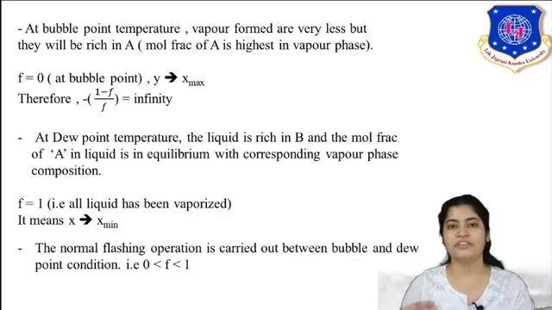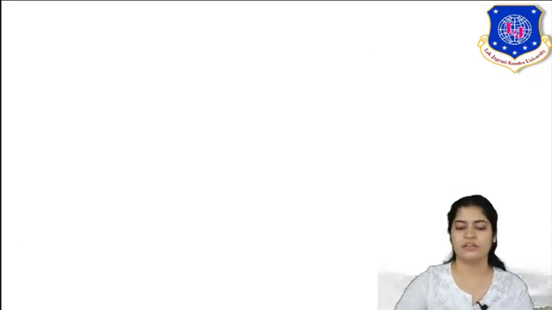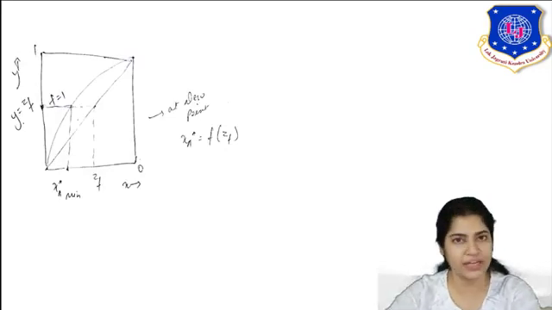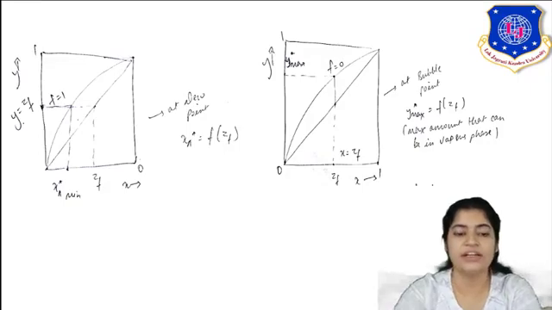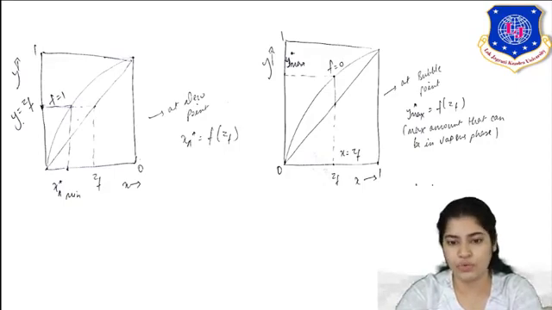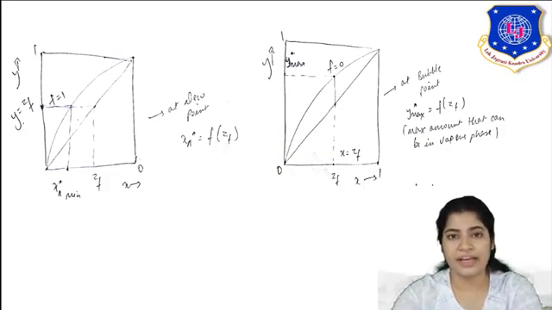Now, the normal flashing operation which we carry out is between bubble and dew point. It means that in the flashing operation, the fraction of feed that is vaporized rises between 0 and 1. So you can see this is your dew point condition, and this is your bubble point condition. At dew point you have F equal to 1, and at bubble point you have F equal to 0. Here the Y max, what is Y max? Because you are at bubble point, only your more volatile component is vaporizing. So in vapor phase, your A would be highest.